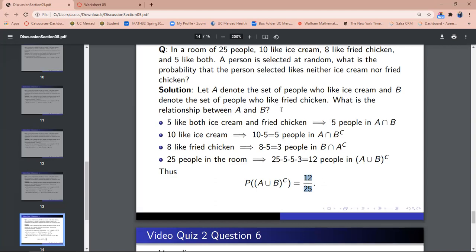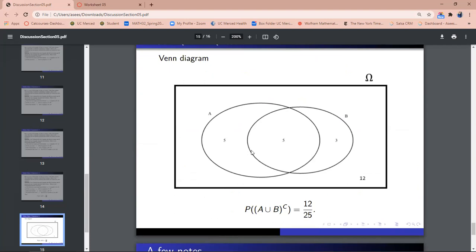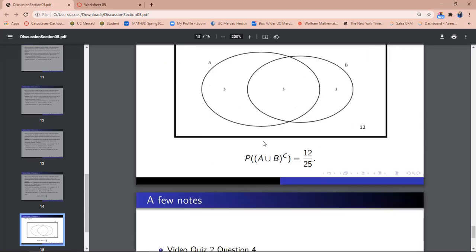Does that make sense? Let's look at the diagram again here. So we have 5 people over here, and then 5 people over here. This is just the 5 people who just like ice cream, right here. The 10 was the total of that. 5 people who just like ice cream, 5 people who like both, and 3 people who just like fried chicken. Then we add them up and we subtract from the total, that would be 12. Does that make sense? Yes, perfect. Thank you. All right.